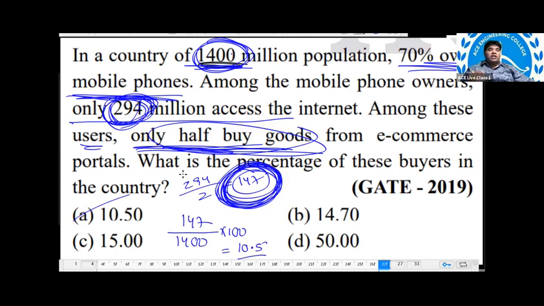Otherwise, first 1400 again 70% calculation, next 294 again by 2, not necessary, because it is a number. No need for that calculation. Directly, out of 1400, 294 people are using mobile phones, internet. Out of those people, 50%, half of them means 147. 147 is how much percentage? 10.5 is the answer. Okay, no? Next. Type 8.